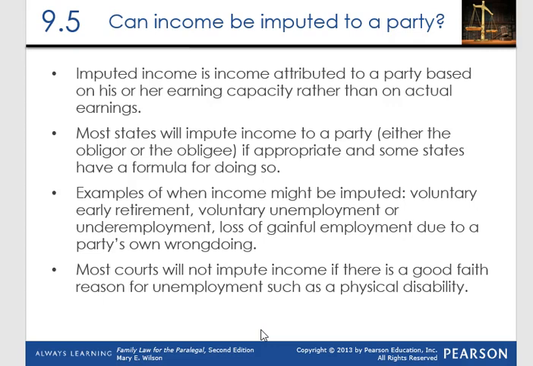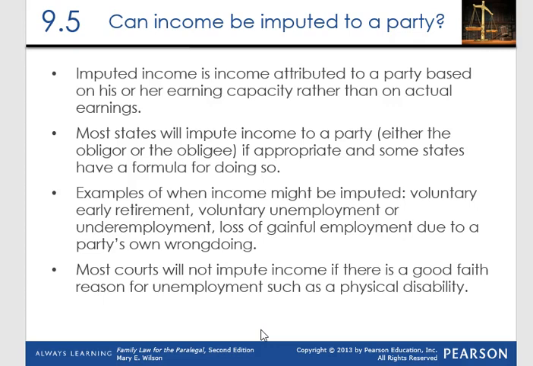Imputed income is income attributed to a party based on his or her earning capacity rather than on actual earnings. Most states will impute income to a party, either the obligor or the obligee, if appropriate, and some states have a formula for doing so. Examples of when income might be imputed are voluntary early retirement, voluntary unemployment or underemployment, or loss of gainful employment due to a party's own wrongdoing. Most courts will not impute income if there is a good faith reason for unemployment, such as a physical disability.